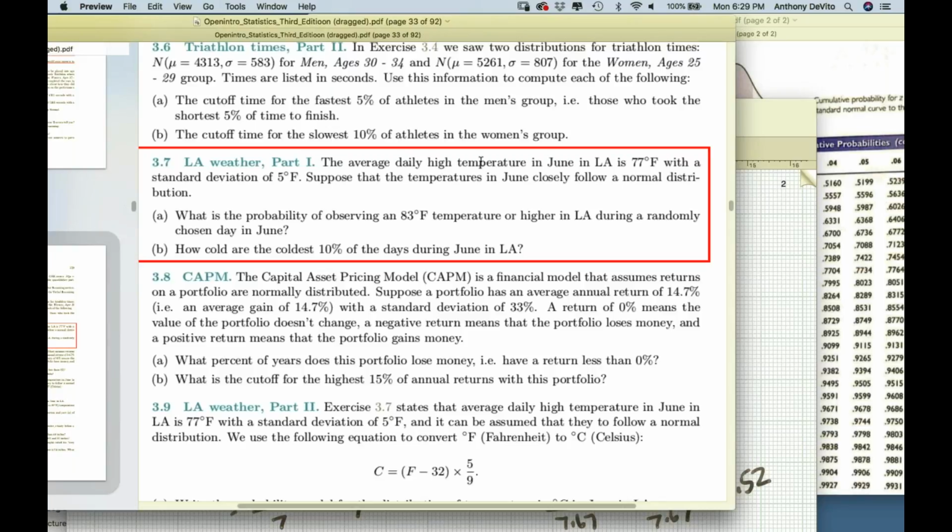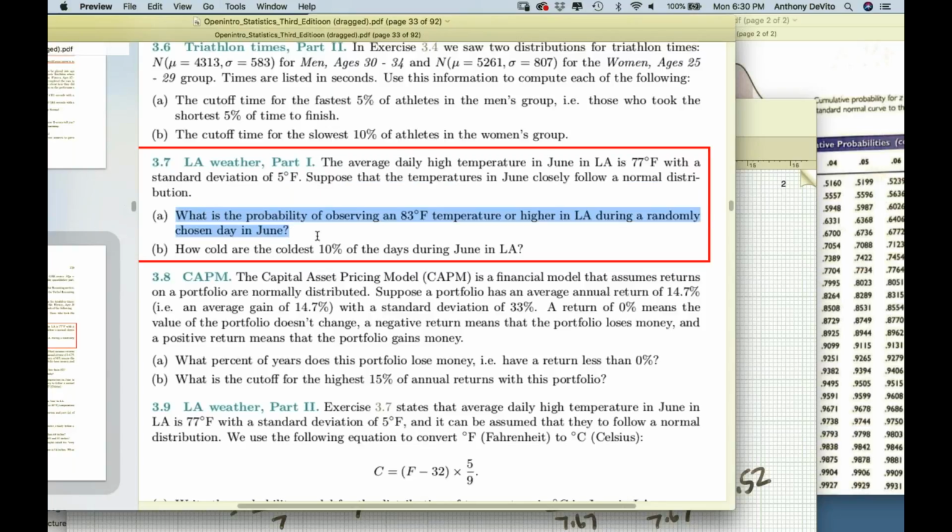The average daily high temperature in June in L.A. is 77 degrees Fahrenheit with a standard deviation of 5 degrees. Suppose that the temperature in June closely follows a normal distribution. First of all, that doesn't seem like it does, because it's probably a different temperature at the beginning of June than at the end of June. It's probably not really random, and so on and so forth. But they're asking us to assume it's normally distributed for the purposes of this problem.